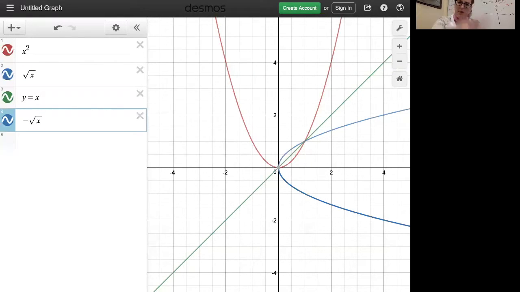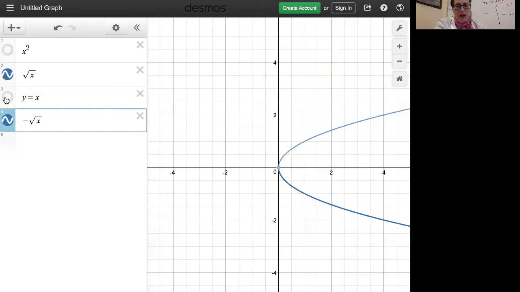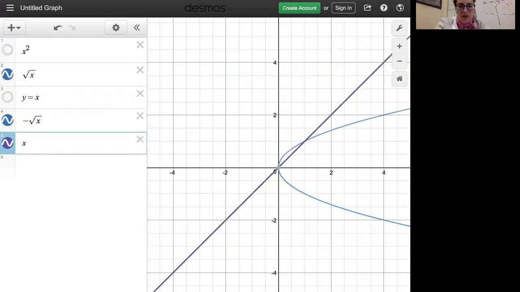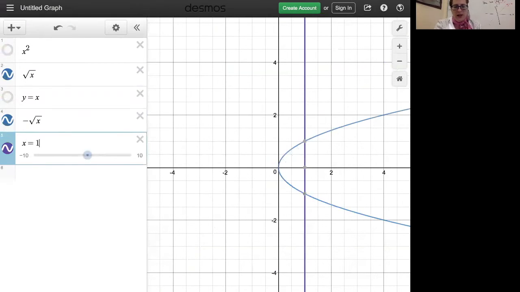Can everybody see how our parabola, that red parabola, when reflected across the green y equals x line would give us that blue curve? Now there's a problem with that. The problem is our blue function, if I take everything else away, is not a function. I called it a function, but it's actually not a function. It fails the vertical line test. Remember, the vertical line test says if I draw a vertical line somewhere, say at x equals 1, I'm going to pass through this graph twice, and I certainly do. So our blue graph does not pass the vertical line test.